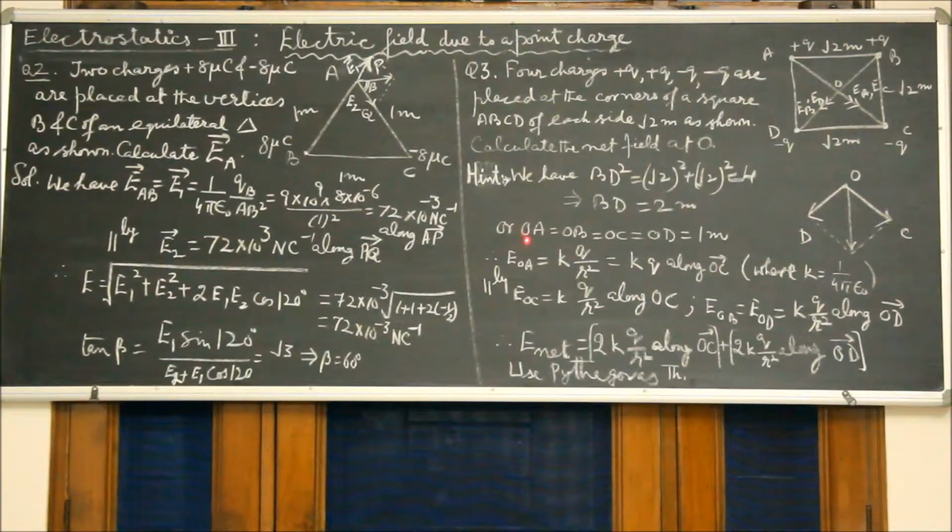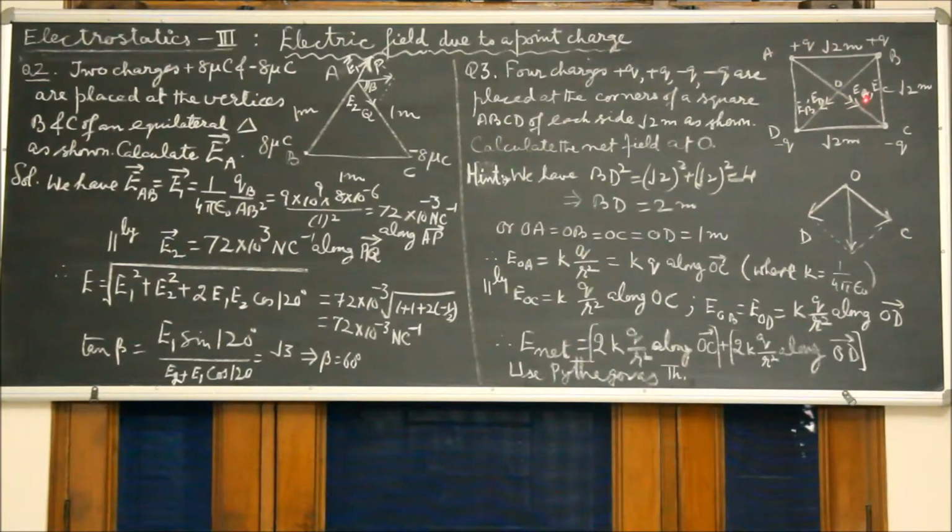We have OA equal to OB equal to OC equal to OD equal to half of BD, that is 1 meter. So at O we have 4 fields: due to A directed away from this positive charge, that is along OC, and due to C again directed along OC because field is towards the negative charge. So field due to A is along OC, field due to C is again along OC. So these two fields we will add up. Similarly, for other two charges we will add up the fields away from B and towards D.